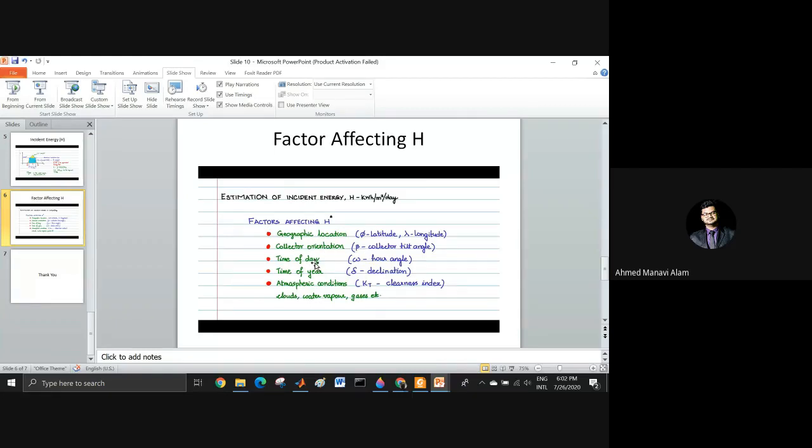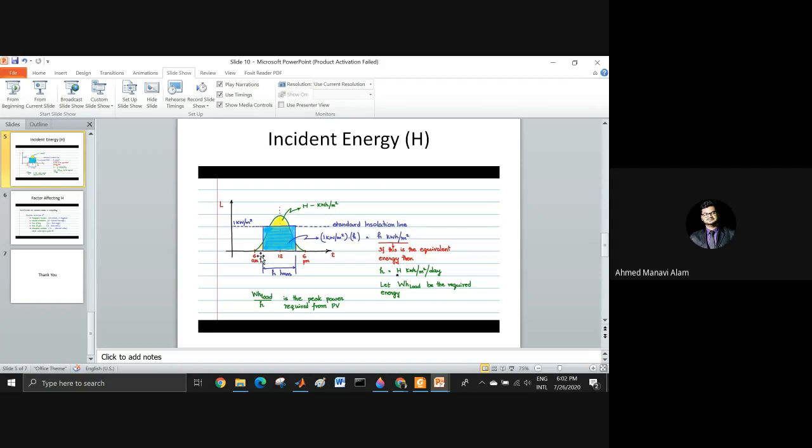Now, time of day. What is the time of day? You can see in this graph that the power is not always the same. At 6 a.m. the power you are getting is very low. At 6 p.m. the power is very low. At 12 p.m. the power is very high. Power is changing because it depends on the time of the day.